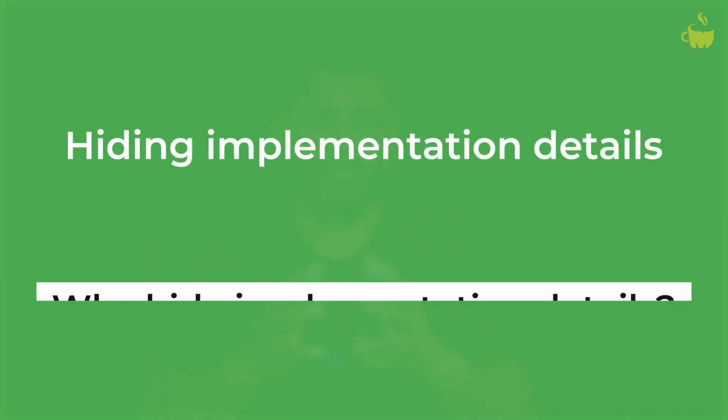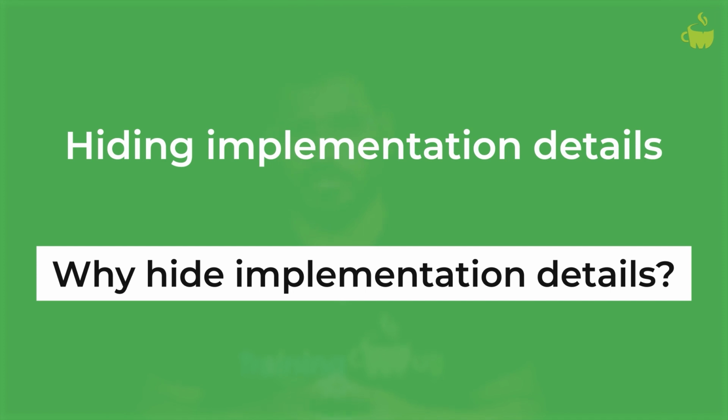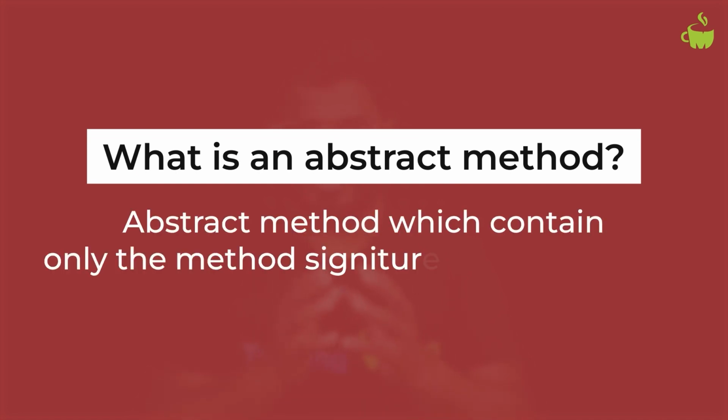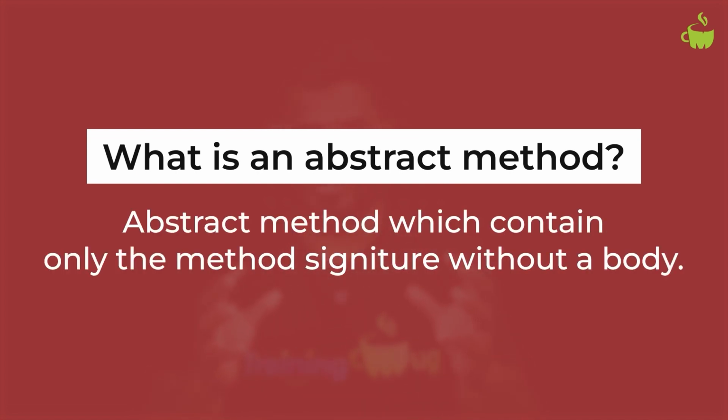Now the question comes, why do we hide the implementation details? Or where do we provide the implementation? Abstraction in Java is implemented using abstract classes and abstract methods. What is an abstract method? An abstract method contains only the method signature without a body.